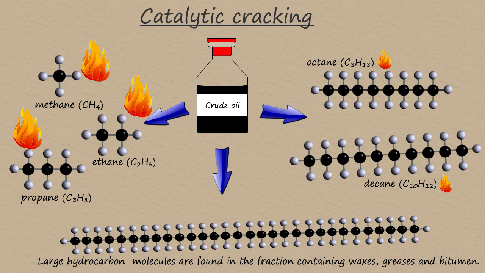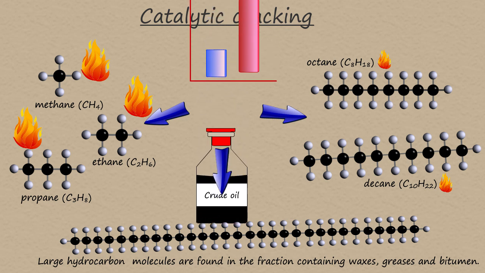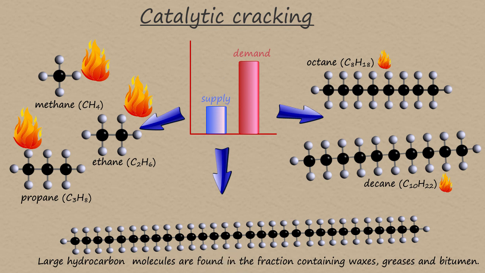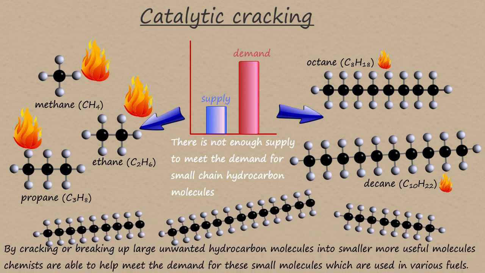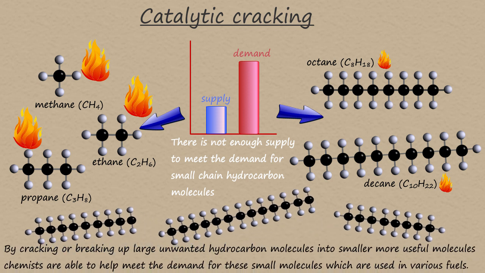The problem is, after the oil is refined, too many of the larger, less useful large chain hydrocarbon molecules are produced and not enough of the more useful smaller chain hydrocarbon molecules are formed. There is a massive demand for these small chain highly flammable hydrocarbon molecules for use in fuels such as petrol, diesel and kerosene. To solve this supply and demand problem, chemists break or crack up large chain hydrocarbon molecules into smaller, more flammable and more useful hydrocarbon molecules.